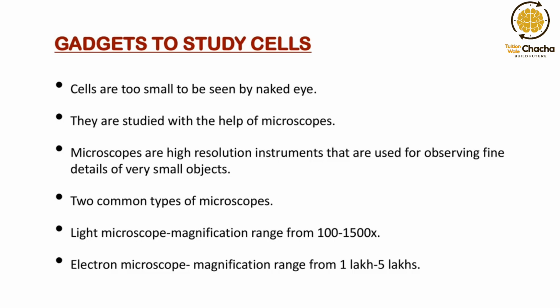Gadgets to study cells. Cells are too small to be seen by the naked eye. They are studied with the help of microscopes. Microscopes are high-resolution instruments that are used for observing fine details of very small objects. Two common types of microscopes: light microscope, magnification range from 100 to 1500x; electron microscope, magnification range from 1 lakh to 5 lakhs.